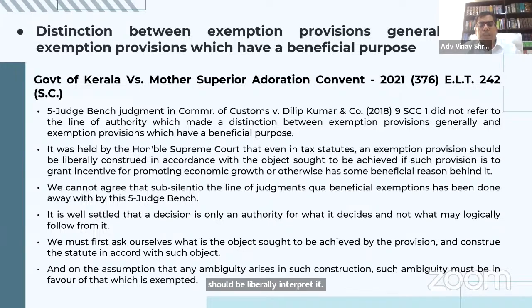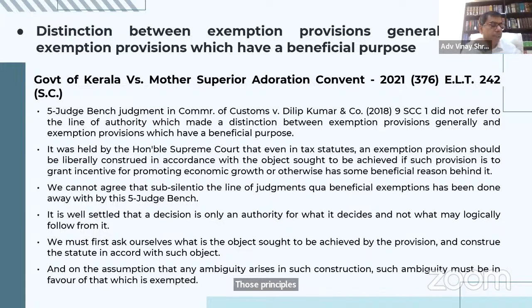So on those principles, it was held that whenever such a dispute arises, then the beneficial purpose has to be kept in mind, and the notification has to be interpreted on the basis of those principles.